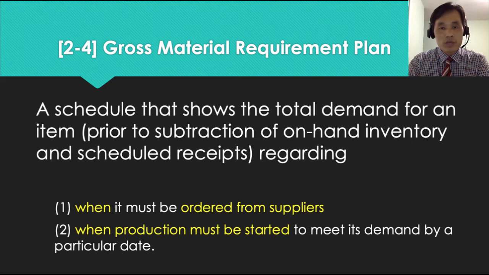Here's gross material requirement planning. Once you figure out everything about the time-phase product structure, your task is to construct gross material requirement planning, which will serve you to schedule everything for your supply chain, ordering, receiving, and logistics. Gross material requirement planning is defined as a schedule that shows the total demand for an item prior to subtraction of on-hand inventory and scheduled receipts, regarding when it must be ordered from suppliers and when the production must be started to meet each demand by a particular date.